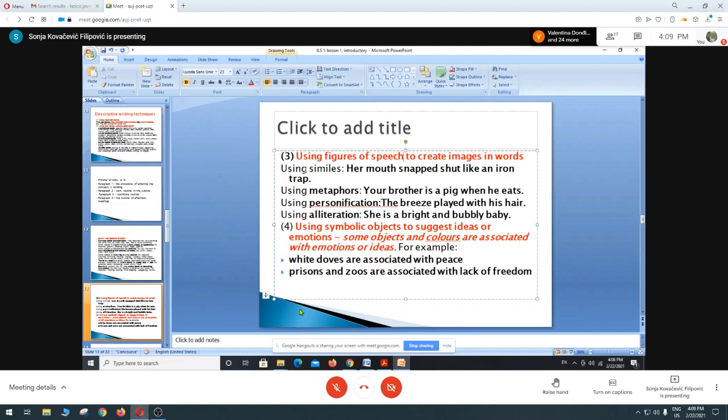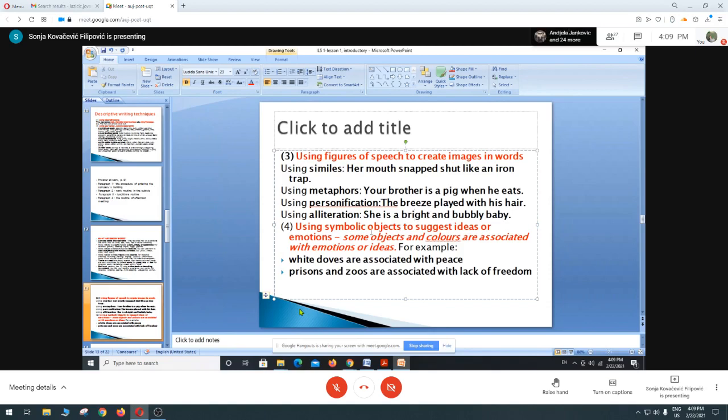For example, using similes, dakle poređenja. Her mouth snapped shut like an iron trap. Okay, using metaphors. Your brother is a pig when he eats. Using personification. The breeze played with his hair. Using alliteration, dakle ponavljanje istih konsonanata. She is a bright and bubbly baby.